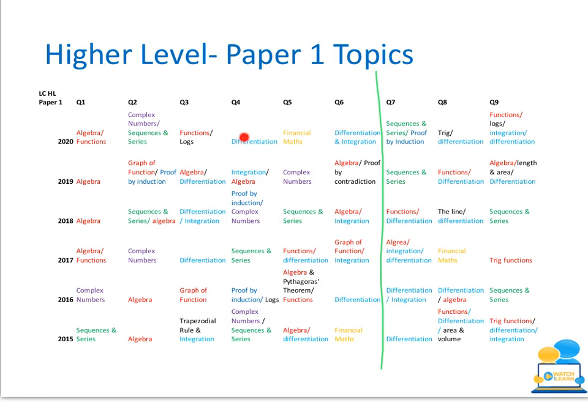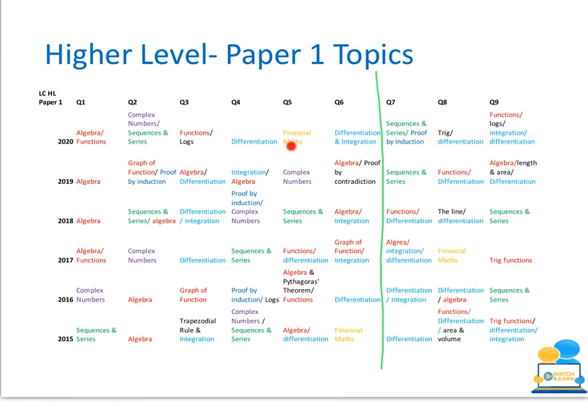We can see differentiation and integration here in light blue, and again you can see it features heavily in section A's, but also it features heavily in section B. You can see there, for nearly every year for the last 6 years, it's come up twice, if not 3 times, in your section B, and it's also come up twice, if not 3 times, in your section A. So a really important question to be prepared for.